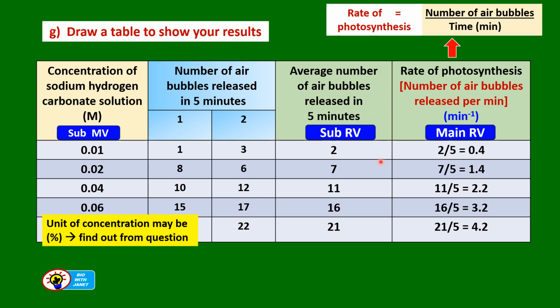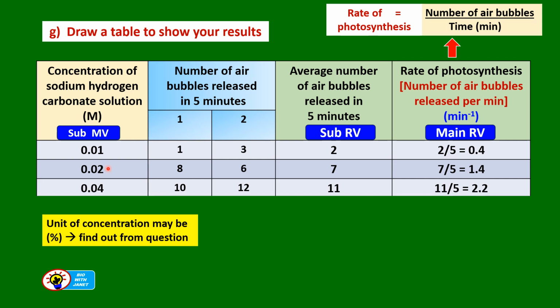So to make it realistic, we'll just take the readings. We'll just concentrate on 0.01 M, 0.02 M, and 0.04 M. The rest we will not discuss, but it's the same pattern, same result. What I mean by same result is that it has the same relationship, or same comparison. So you're going to discuss three values, and we have already discussed how to calculate the rate of photosynthesis, and also stated that the unit may be percentage here, depending on the question.